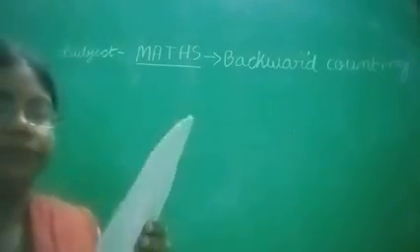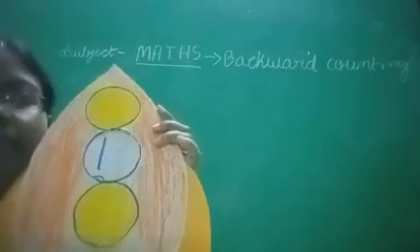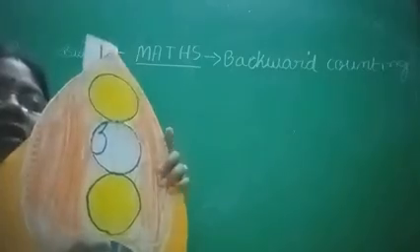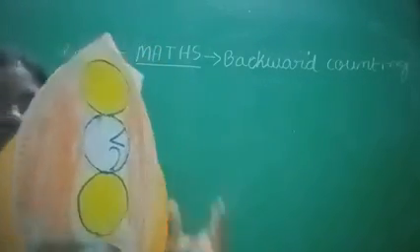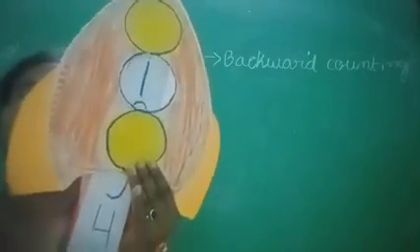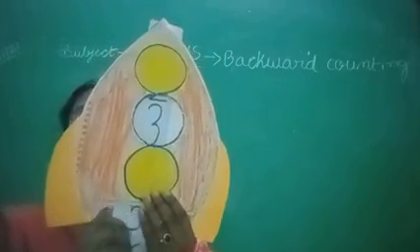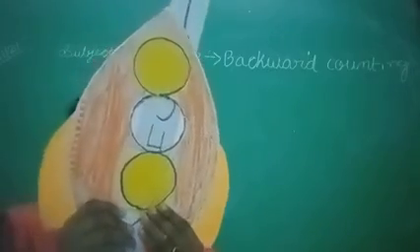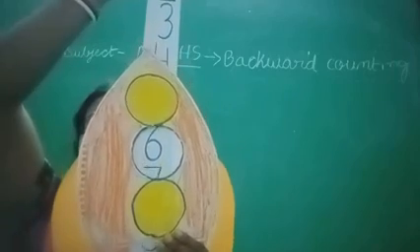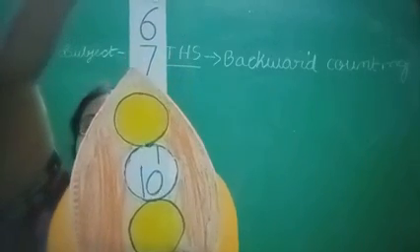See this one. These all are going up. 1, 2 will go up. When we come down, we will count the numbers from the back side. Now 1, 2, 3 we go up. So we will count like this: 1, 2, 3, 4, then 5, 6, 7, 8, 9, 10.